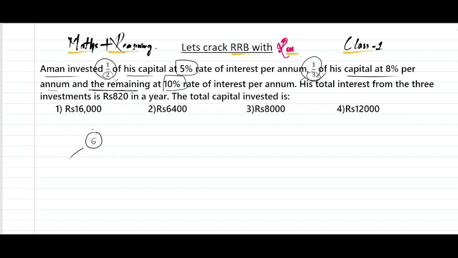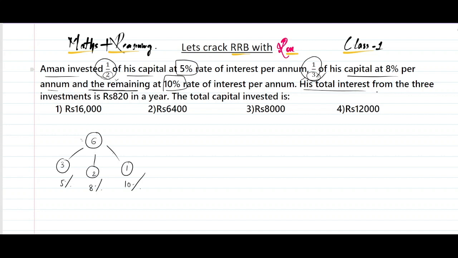Okay. In this 6, half, which is 3 parts, I invested at 5% per annum. 1/3 of 6, which is 2 parts, I invested at 8% per annum. And the remaining, 3 plus 2 is 5, 6 minus 5, the remaining 1 part I invested at 10% per annum. Okay. You understood why I took 6, right? Because in order to make calculation easy. The LCM of 2 and 3, I took 6.